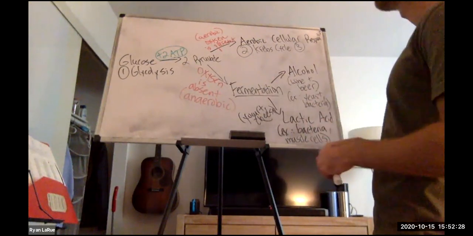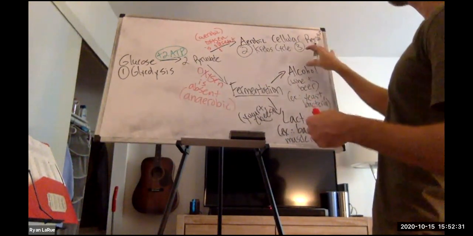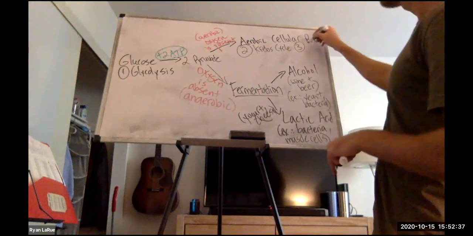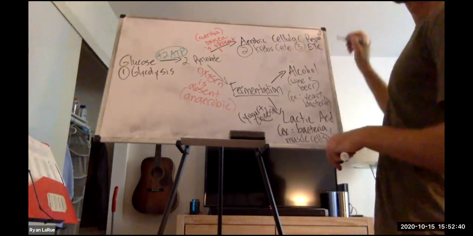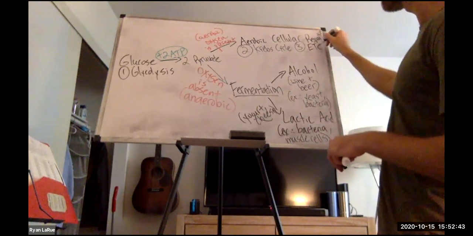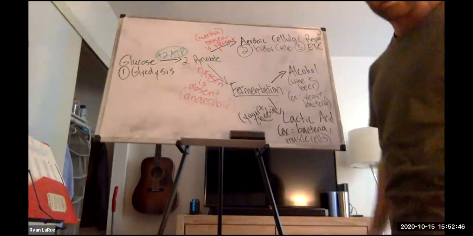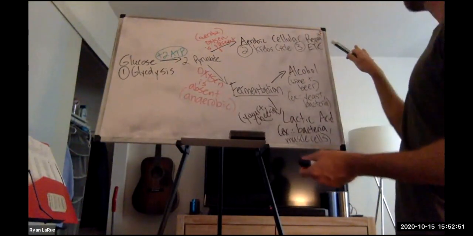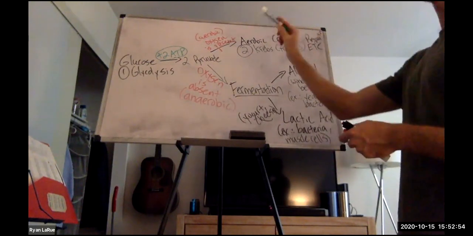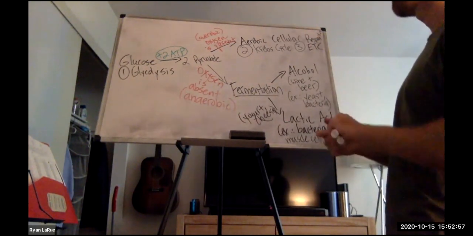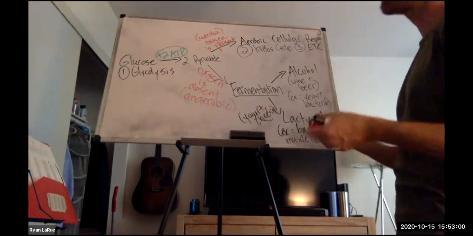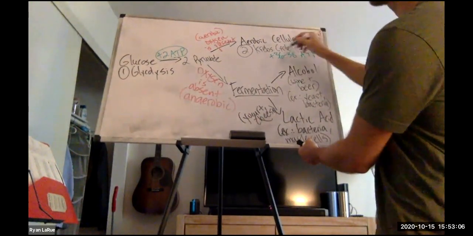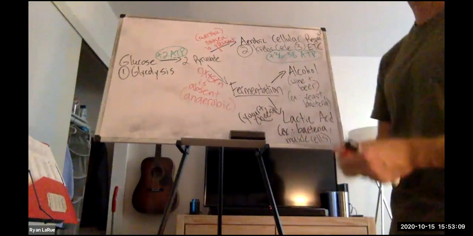Krebs cycle, and I'll just abbreviate it here, because I wrote it already. The electron transport chain, ETC. And this process, including the 2 ATP from glycolysis, is going to produce, depending on the organism, 36 to 38 ATP molecules. So it's a lot better, a lot more.